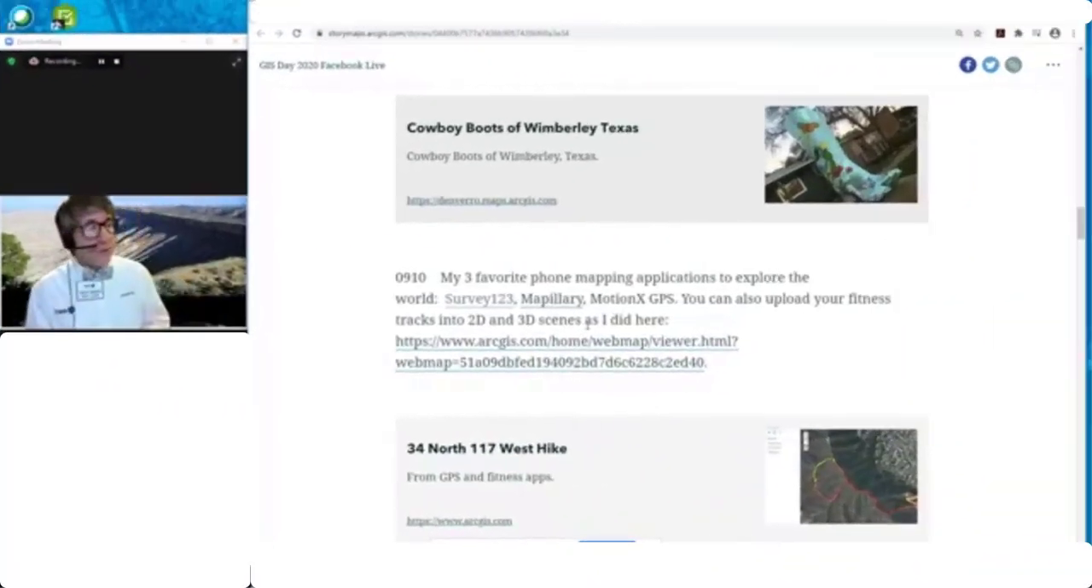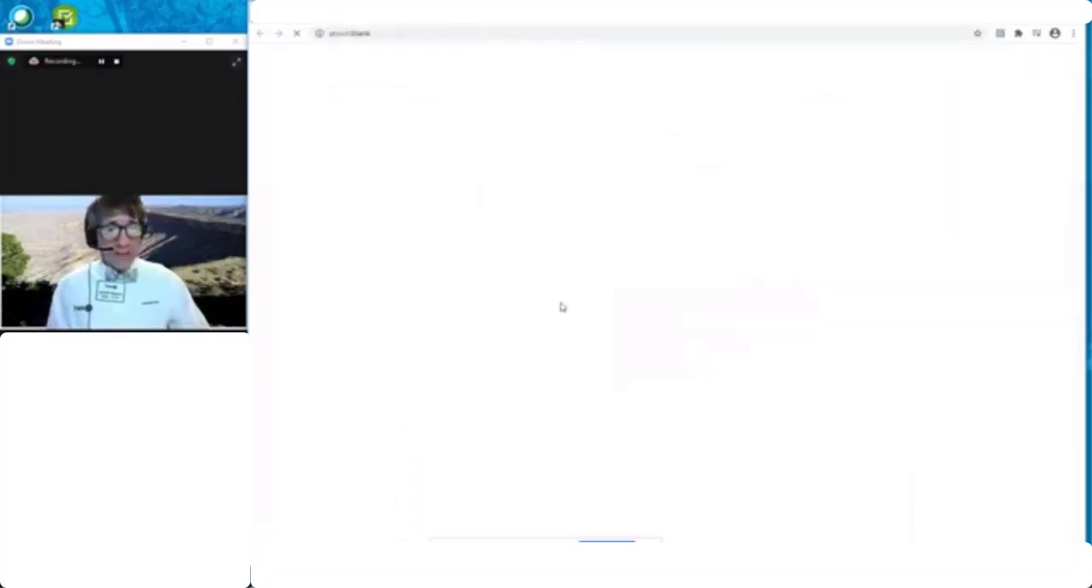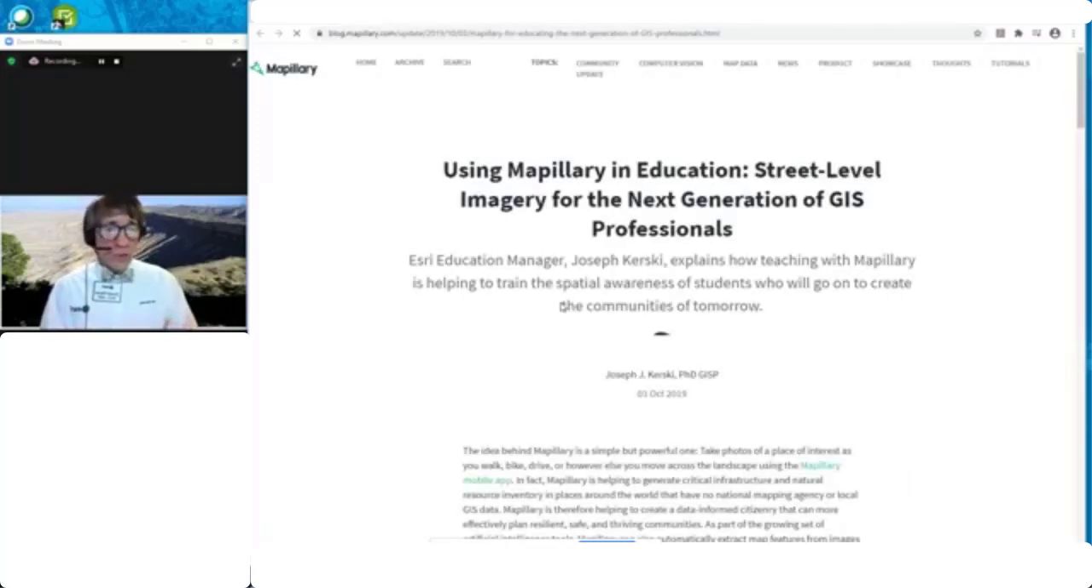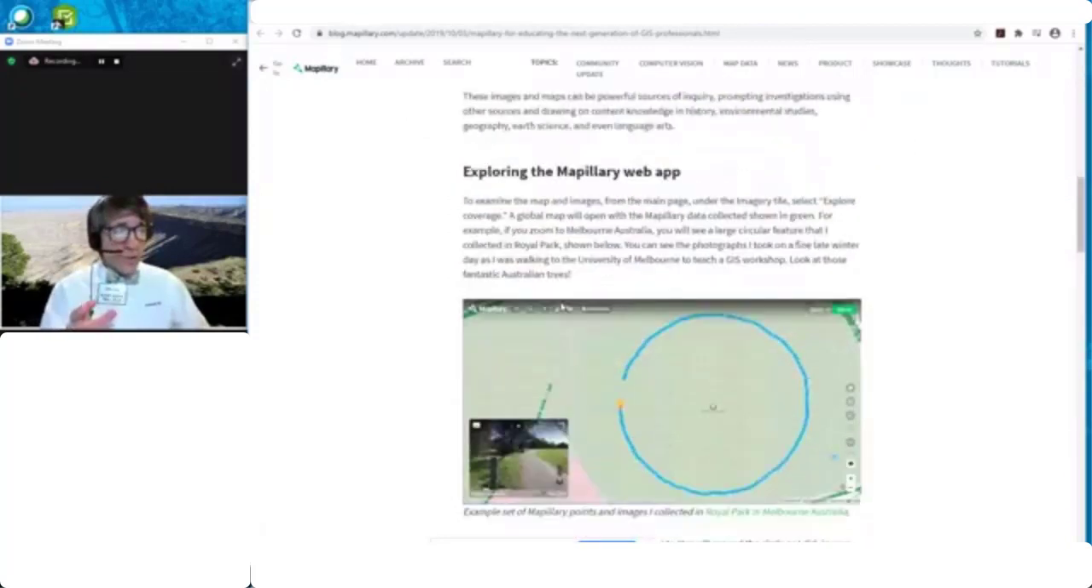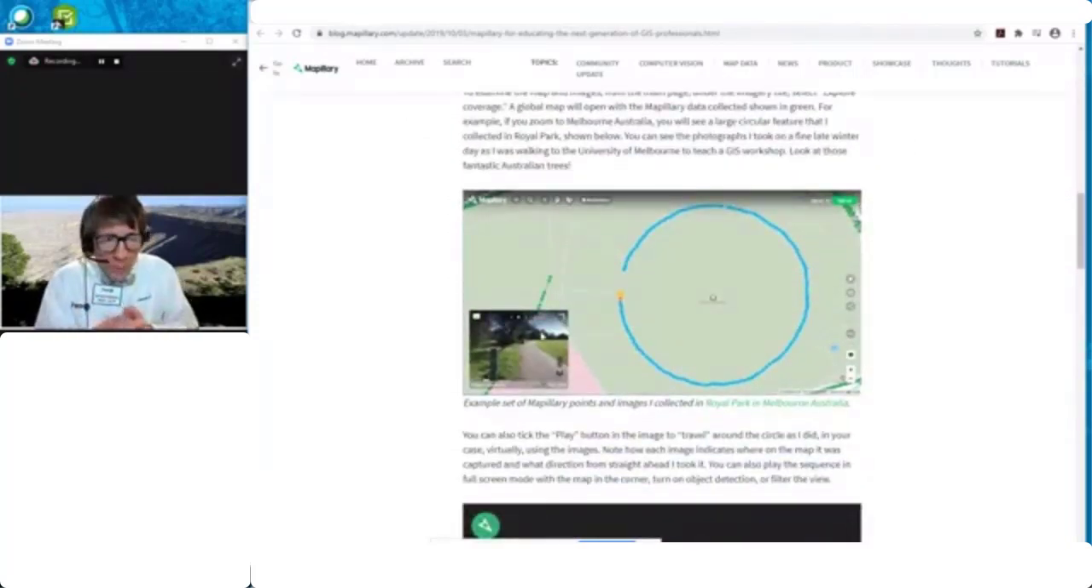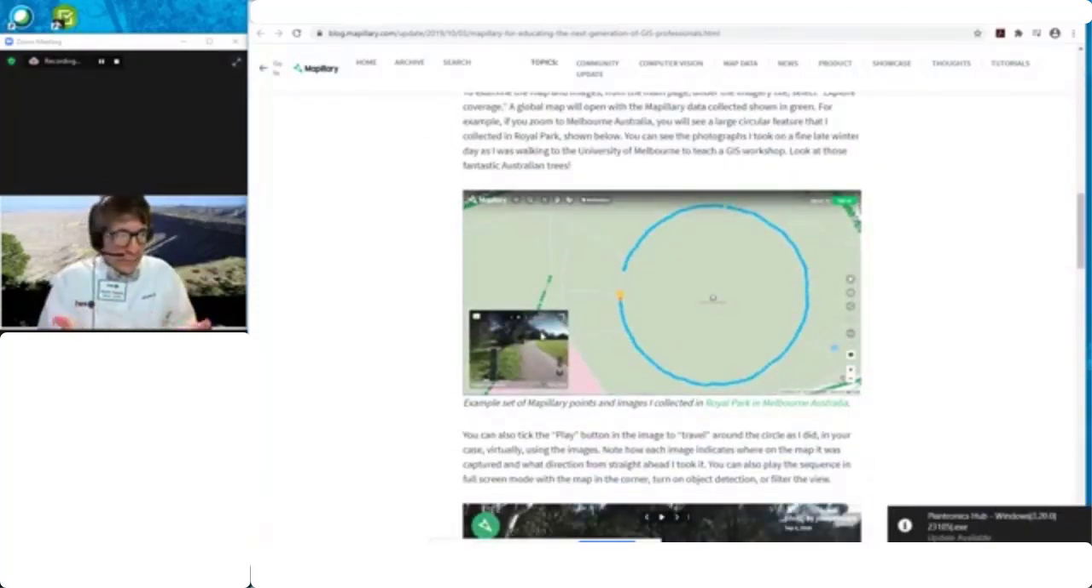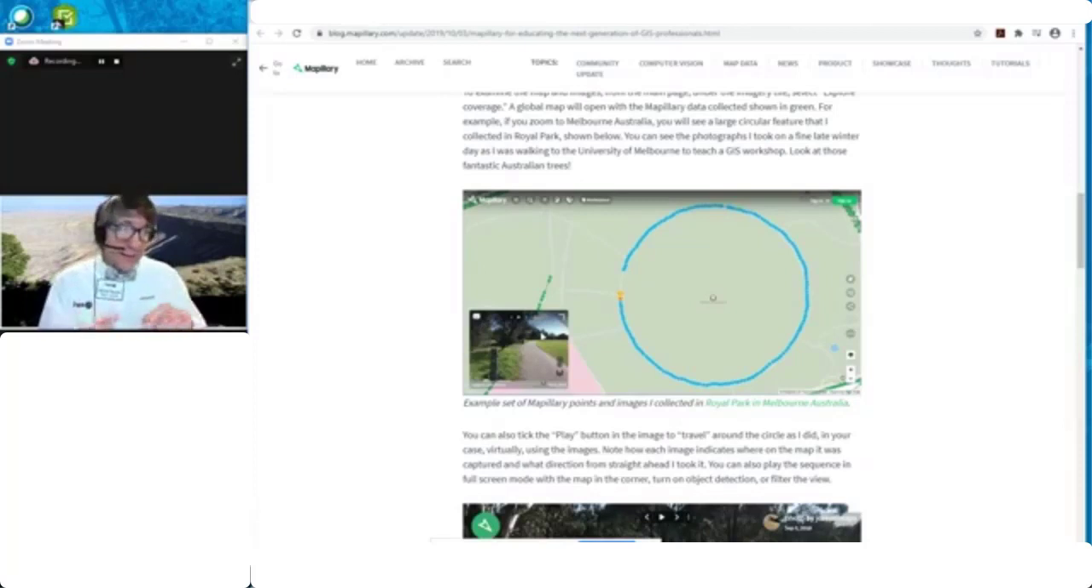My three favorite phone mapping applications. Time doesn't permit me to go into these in detail, but one of them is Mapillary. Here's an essay I wrote on it. It allows you to create something like Google Street View, only you're creating it. In this case, this is a circular path in Melbourne, Australia. Good on you, mate. She'll be right. That I collected in Mapillary.